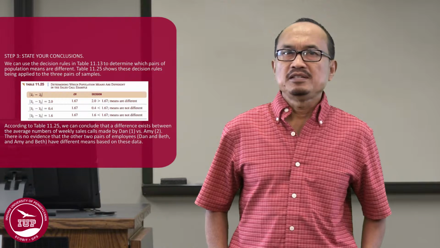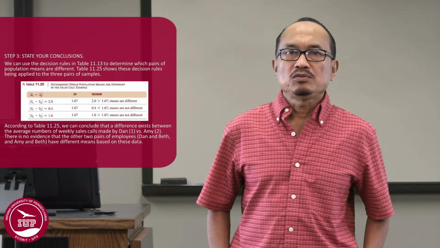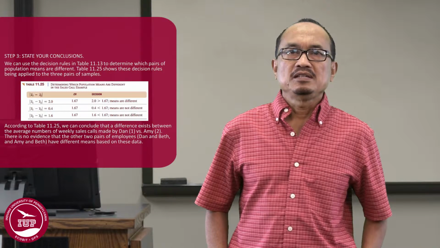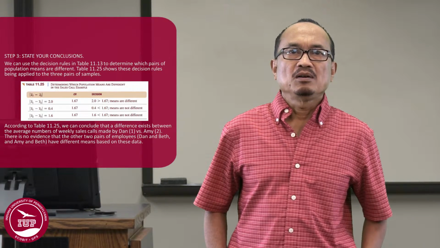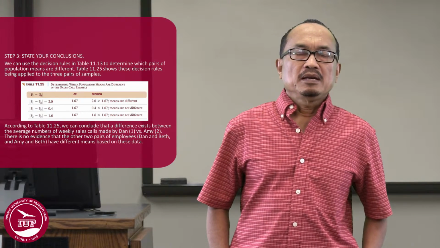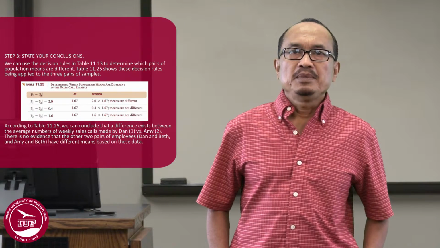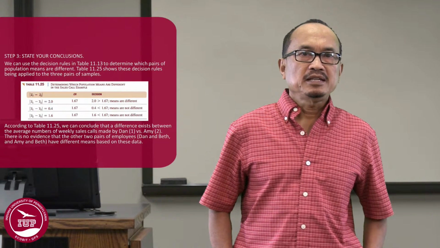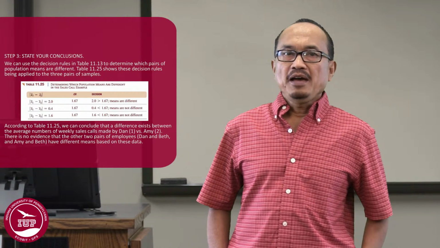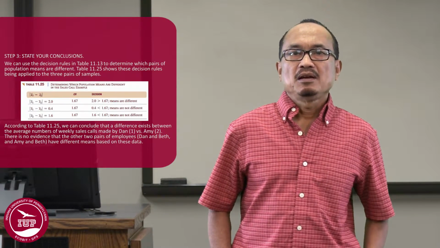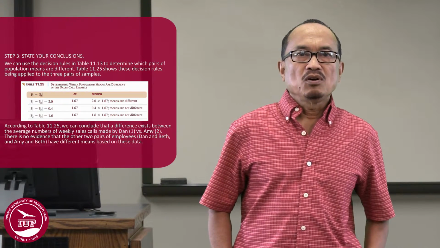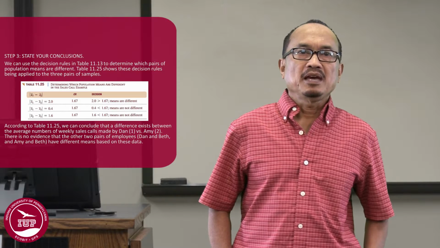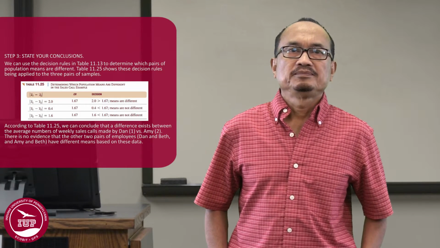We can use the decision rule in table 11.13 to determine which pairs of population means are different. Table 11.25 shows this decision rule being applied to the 3 pairs of samples. So X1 with X2, their means are different. X1 with X3, the means are not different. X2 and X3 means are not different. The average number of weekly sales calls made by Dan, or 1, and Amy, or 2, are different. There is no evidence that the other 2 pairs, Dan and Beth and Amy and Beth, have different means based on this data. Thank you.